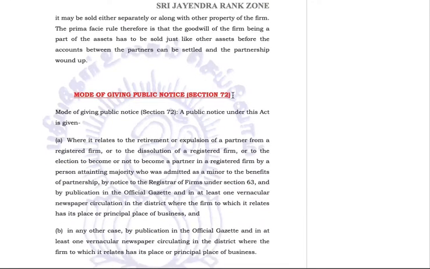Now we have been discussing a lot about the public notice, that a retiring partner has to give a public notice, an active partner has to give a public notice, or if a new partner has joined, they have to give a notice to the registrar. Okay, so what is that public notice and how do we give it? Mode means how do we give the public notice?